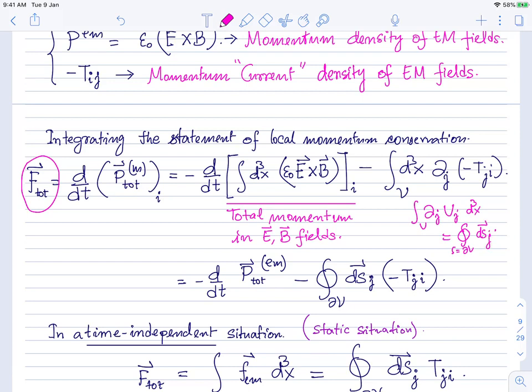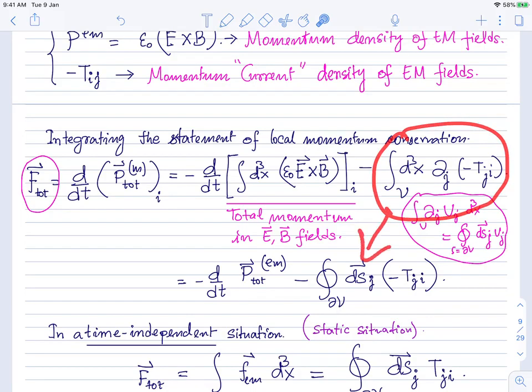So we'll write a dS_j V_j. So that's the usual divergence theorem for you, written in the vectorial notation, written in the component notation with the index notation. And similarly, this thing also applies for this term here, which we can write as a surface integral in this form.